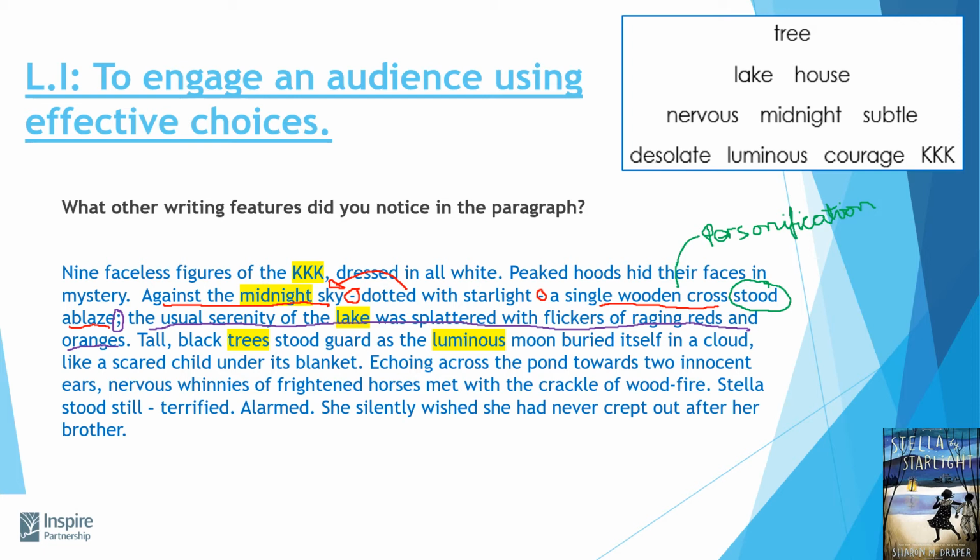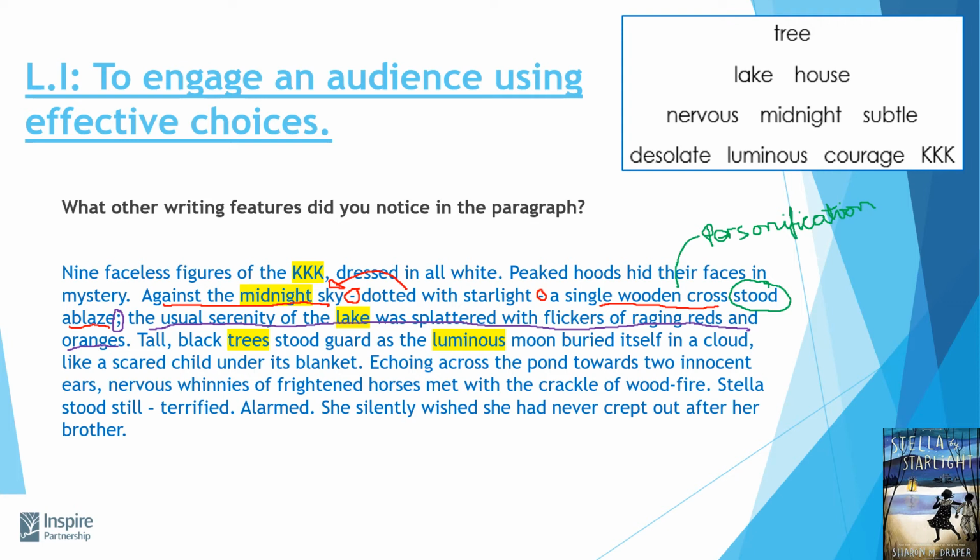Well, the semicolon is joining two closely related main clauses together. So the first main clause is "against the midnight sky, a single wooden cross stood ablaze." I know we've got parenthesis in there adding more information, but the main clause is "against the midnight sky, a single wooden cross stood ablaze." Your next main clause is "the usual serenity of the lake was splattered with flickers of raging reds and oranges."